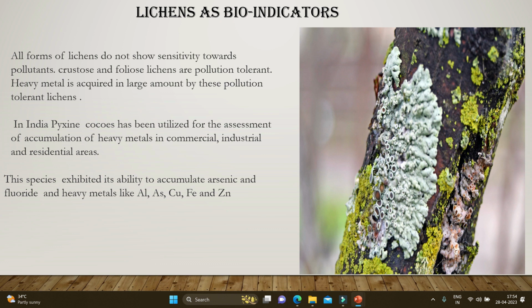These pollution tolerant lichens have a capability to acquire a large amount of heavy metals. When it comes to India, there is a species by name Pyxine cocoes. It has been utilized for the assessment of accumulation of heavy metals in commercial, industrial, and also residential areas. This Pyxine has an ability to accumulate arsenic and also the fluoride content, and heavy metals like aluminium, arsenic, copper, iron, and zinc.